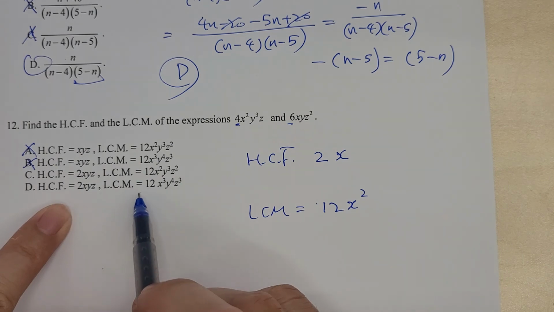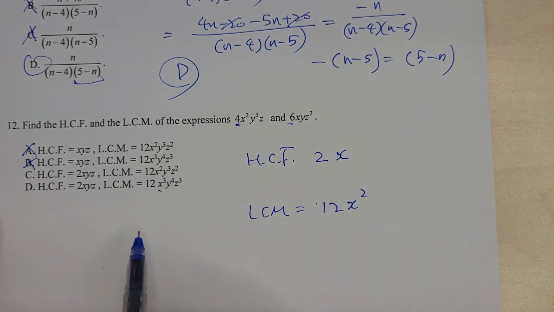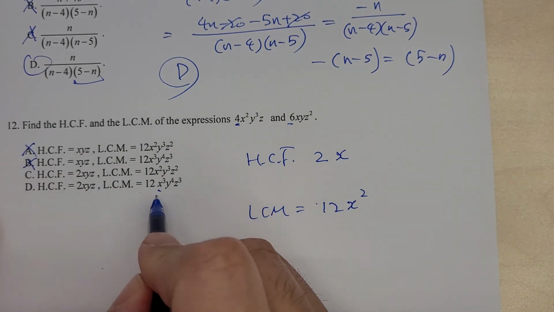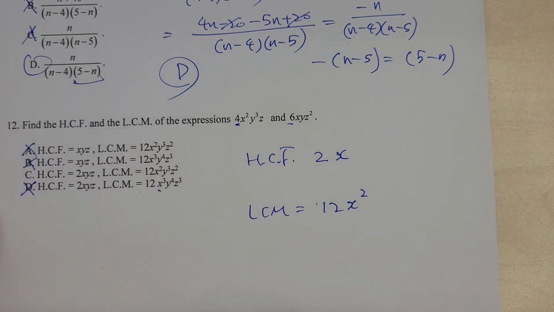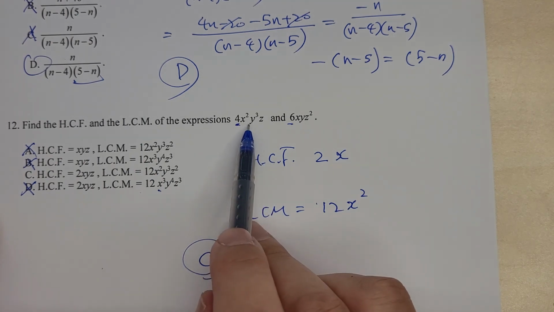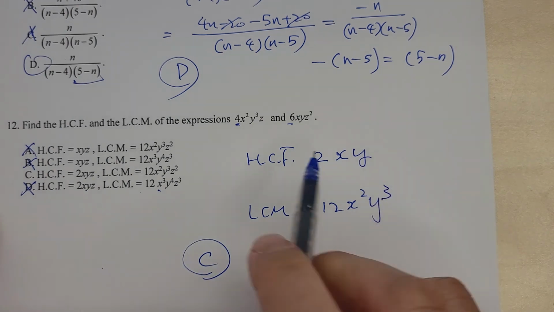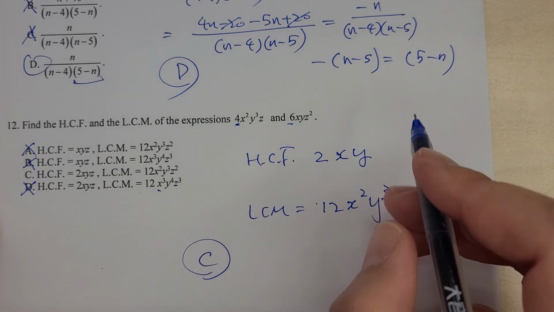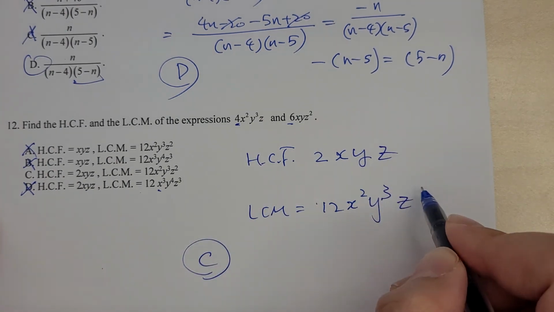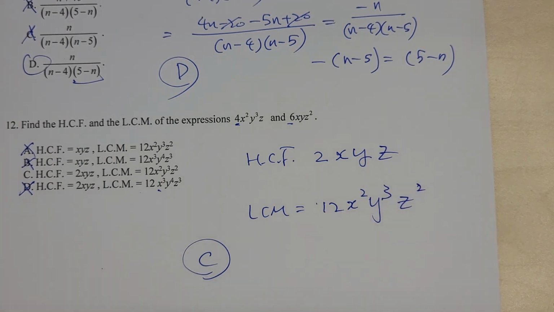Now you can see that D can be eliminated, because that's x cubed, it's not possible. So the answer is C. Also, you can check the y and z. HCF of y cubed and y, that's y. And HCF of z and z squared, that's z. That's the final answer, C. So that's the end of this paper.